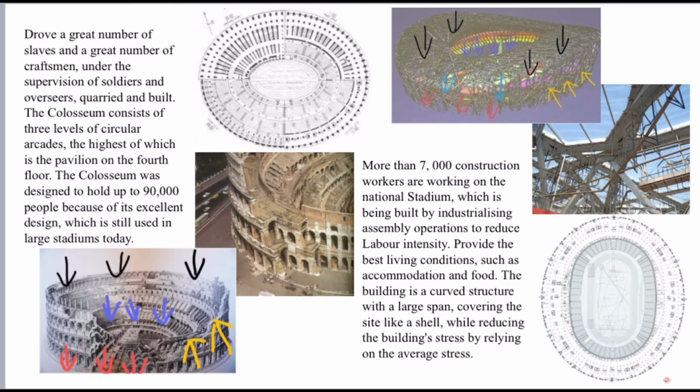For the National Stadium and the Colosseum, the live load, dead load, hydrostatic load, and wind load are the same. The only difference is the earthquake load. The stands and the place where people stand or sit in the National Stadium are separate, which means you can understand it as two buildings. So it is very effective against earthquakes.